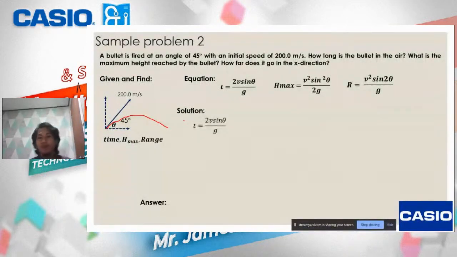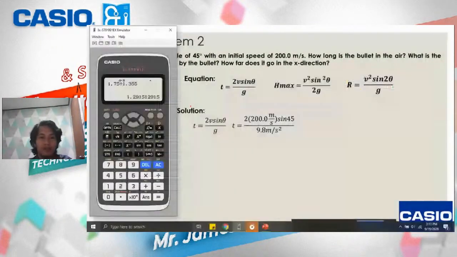So these are the equations that we are going to use. Okay? So to get the value of our time, familiar naman tayo kanina, na-discuss na natin kung paano natin siya kinuha. So all we need to do is to change our values. So ang value ng V natin, not necessarily as X or Y, which is 200 meters per second, sine theta, which is 45, over G. So yan. So try natin siyang i-calculator.